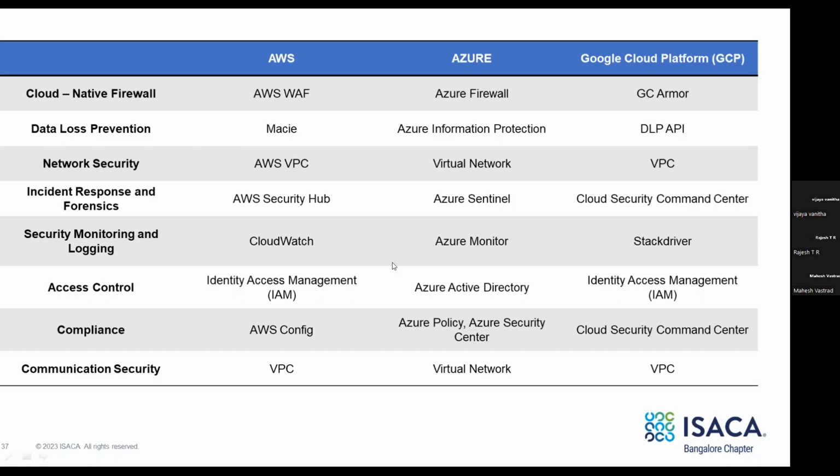Everything is not free. You need to pay for a few tools. If it is deployed from the cloud service providers themselves, then you can use those freely. Identity access management is also free. I guess CloudWatch and CloudHub are paid ones. Based on the requirement, you need to use them. Any other doubts?